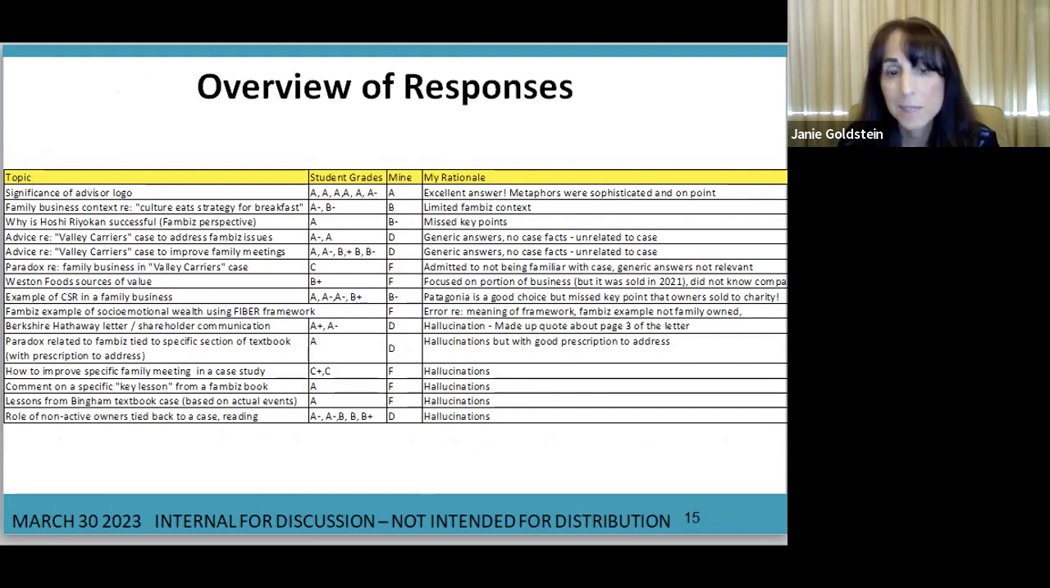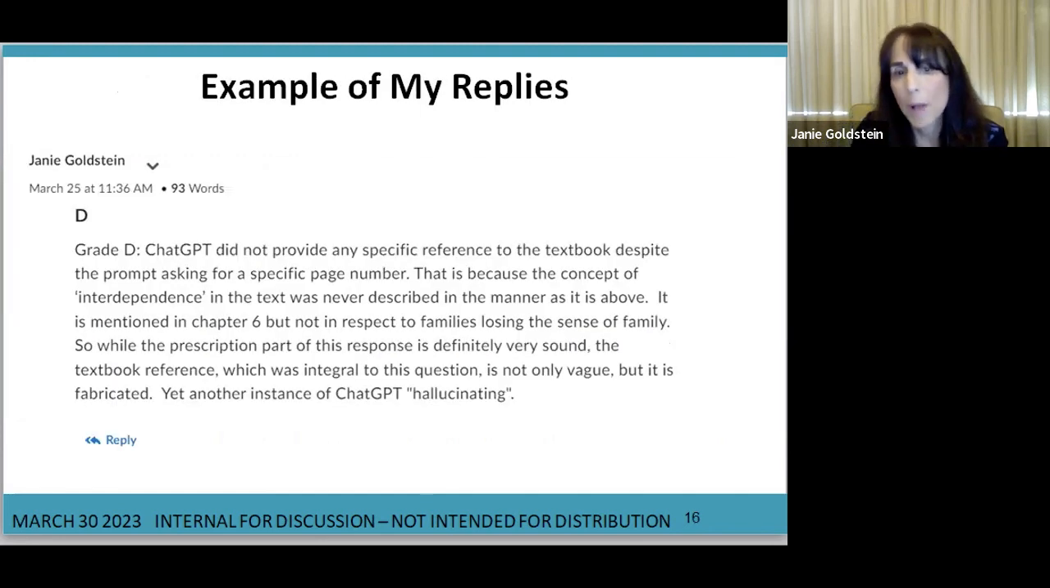What I realized is discussion boards don't have numbers, so it's hard to refer to any question by number because the order of them really gets moved around. And this is an example of a reply that I put in. The board was closed Friday night, and so Saturday morning, I put in a whole bunch of replies. This one related to a paradox for a specific family business, to our textbook.